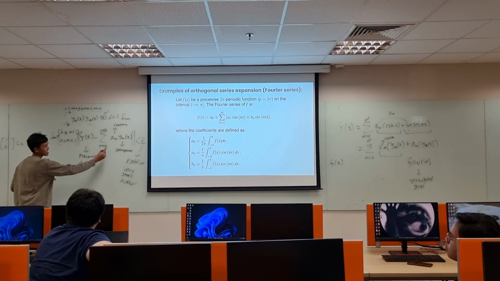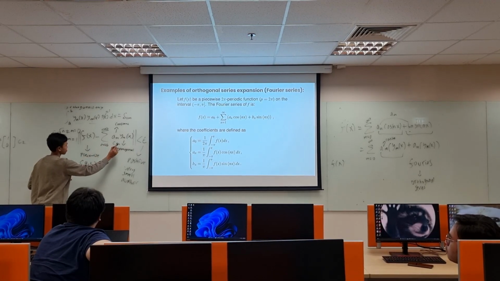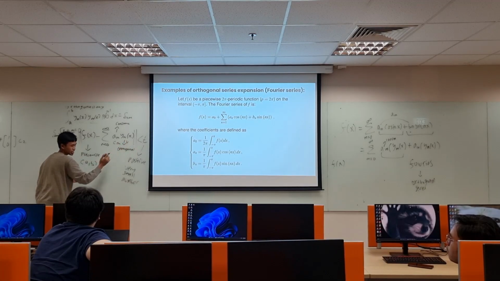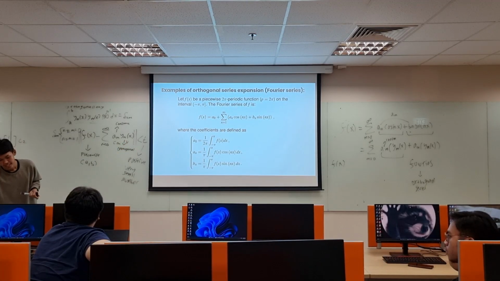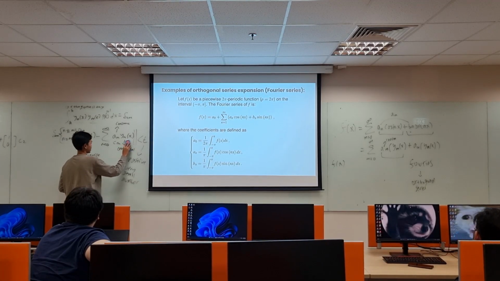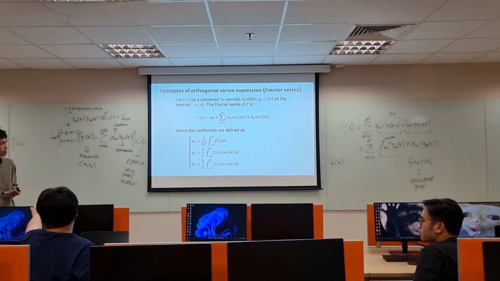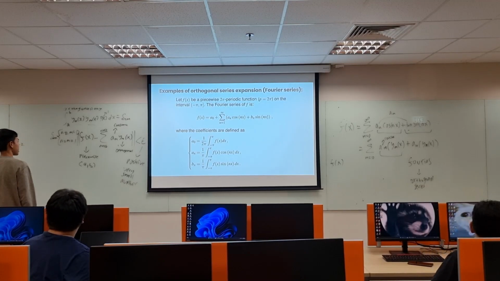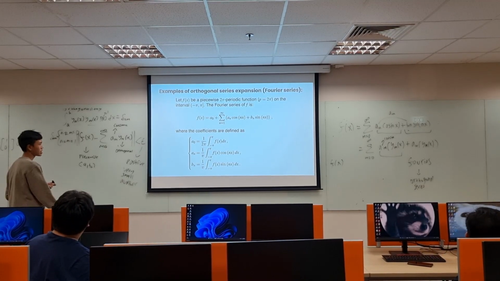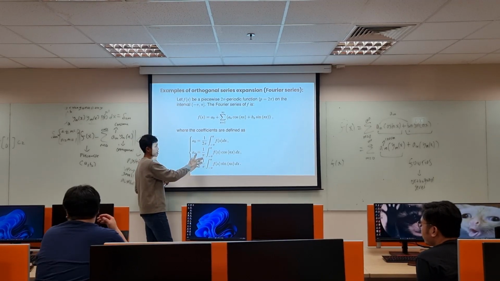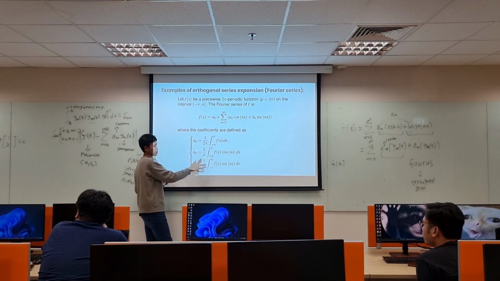It's basically saying this is C1, up to CM, the basis. Okay, so we can also find the coefficients of the Fourier series by using this formula.